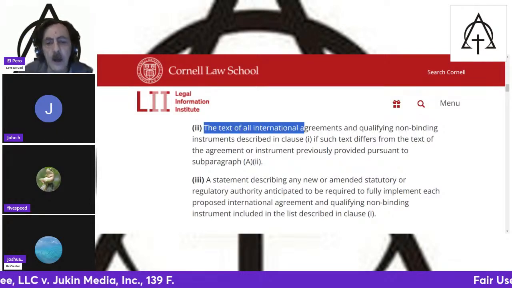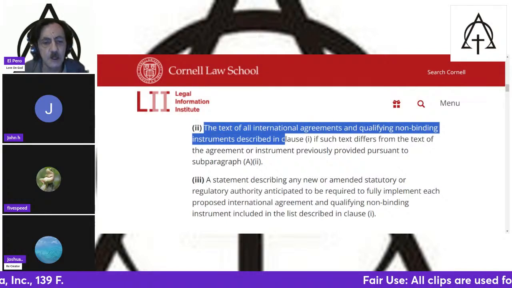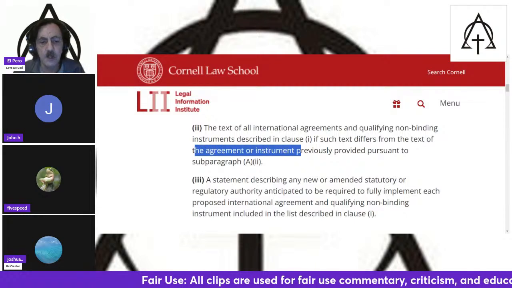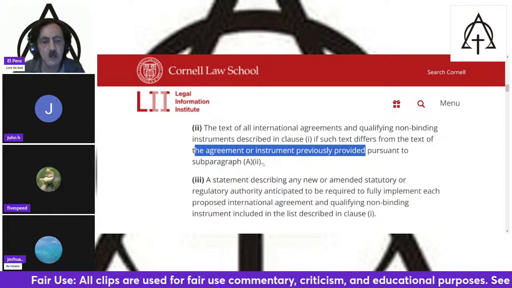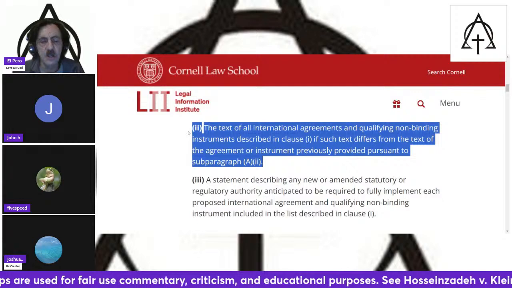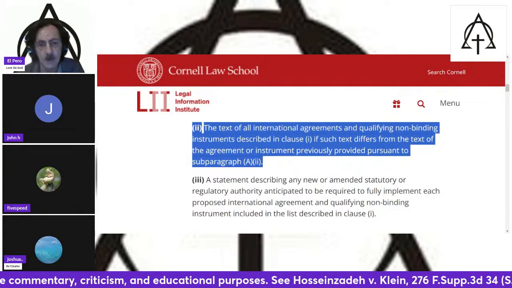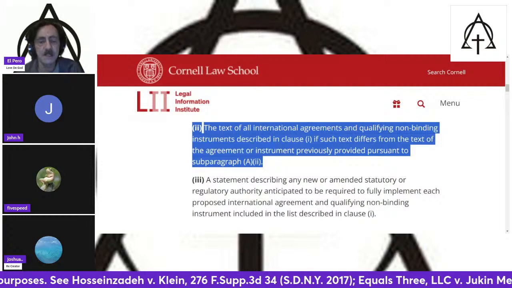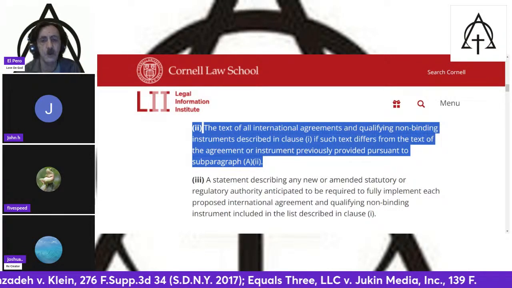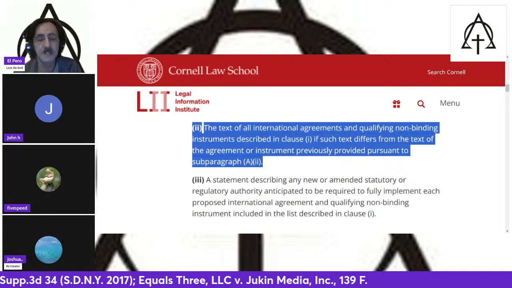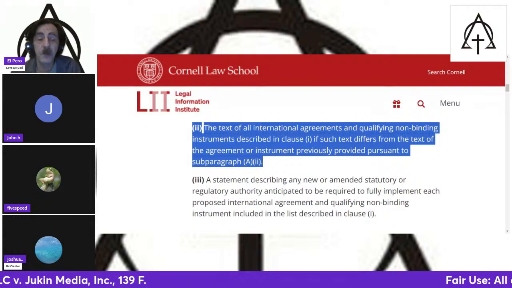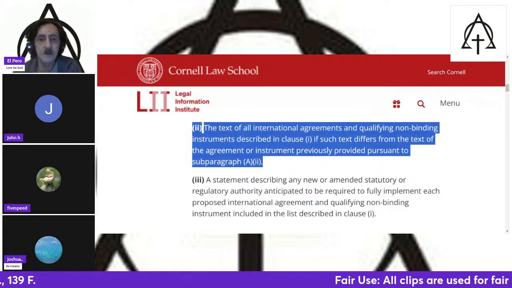Says the text of all international agreements and non-qualifying binding instruments described in Clause 1, if such text differs from the text of the agreement or instrument previously provided pursuant to subparagraph A2. So again, this goes to that birth certificate already comes with a state seal validating it or authenticating it, and therefore it is a seal of full faith and credit as a contractual agreement with the governor and the state registrar in their federal contracts to acquisition for things in and out of that estate for debts and credits. And that's all it is.